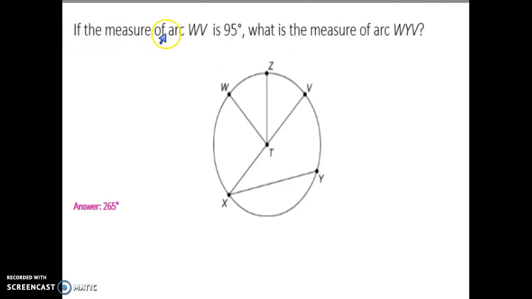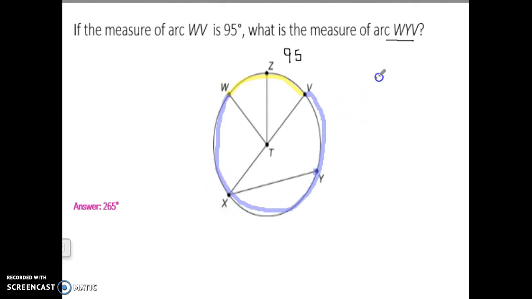The next one gives you the measure of arc WV is 95, so always make sure you know what they're talking about. WV, 2 letters, is a minor arc, less than 180 degrees, and so that arc right there is 95. They want the measure of arc WYV. WYV is going to be a major arc because they've used 3 letters. Remember, the endpoints are the 2 end letters, and then the middle is anywhere in between those 2. So this large arc is what they're asking for.